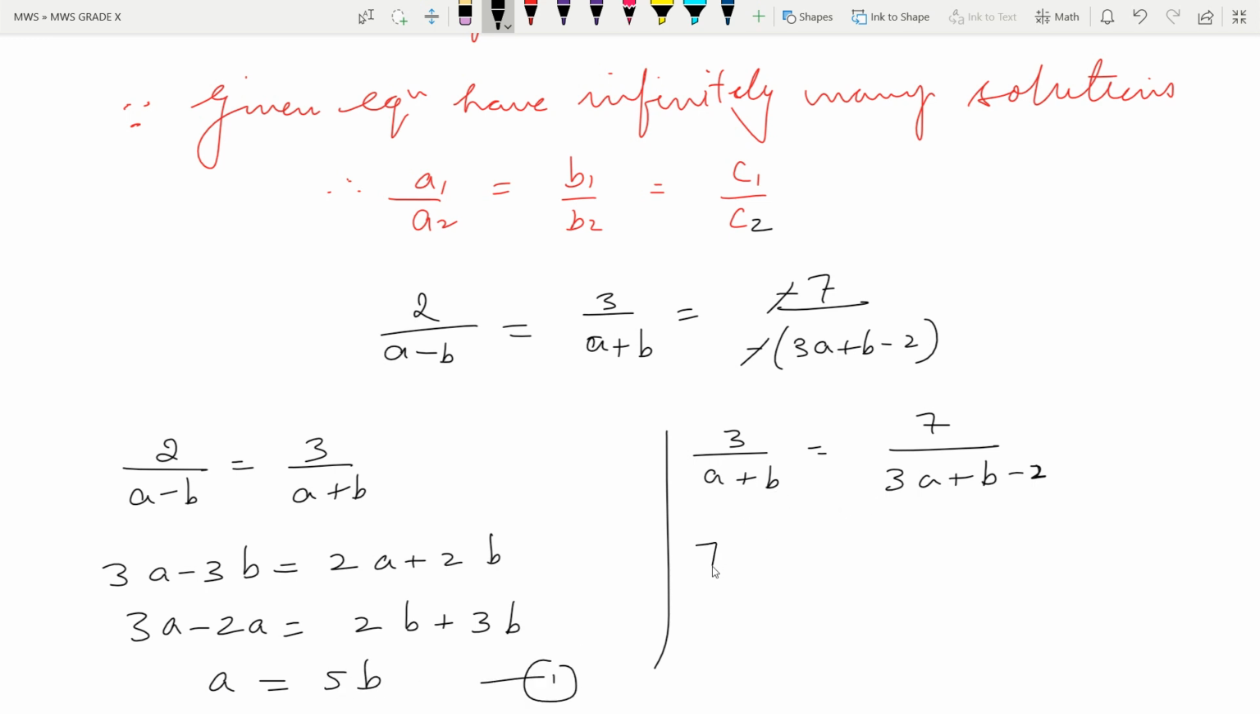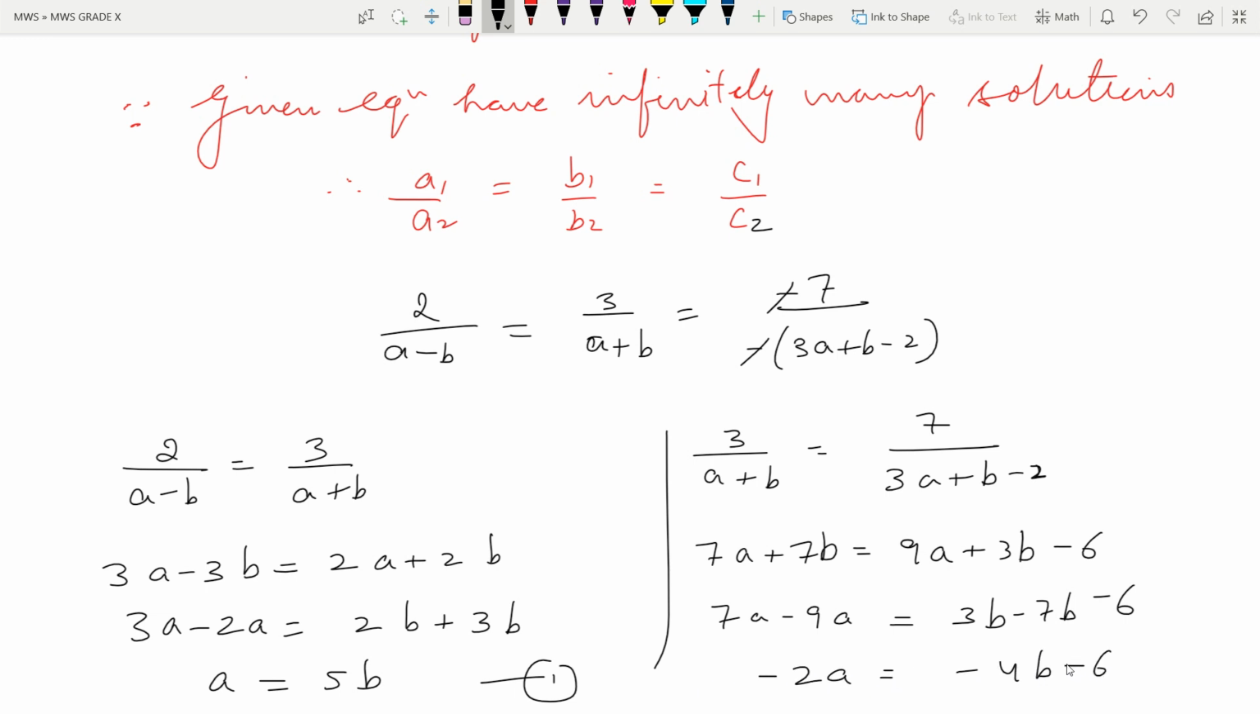And cross multiplication, 7 multiplied by this side, 7a plus 7b is equal to 9a plus 3b minus 6. Again bringing the a term here and taking the b term. Let me tell you clearly that this is b and this is 6. So 3b then 7b this side, and here we have already 6. So it is minus 2a is equal to minus 4b minus 6.